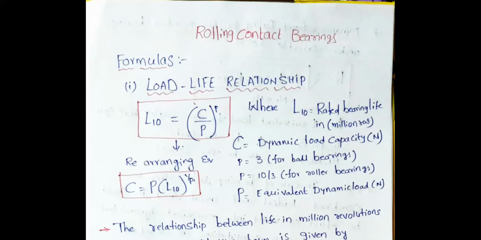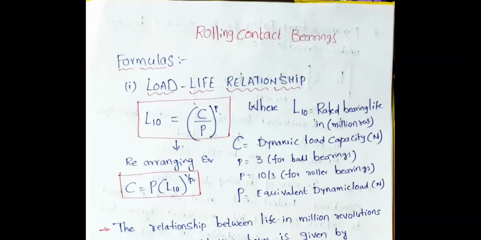Right. Now after rearranging this equation, you can directly use the relation L10 equals (C by P) whole power p, or otherwise by rearranging the equation, you can easily get C equals P times L10 whole power 1 by p. Both relations are the same, we have simply rearranged the equation. As per your convenience, you can apply whichever you like. This is a very important relation, especially while solving problems. In many problems we use this relation.